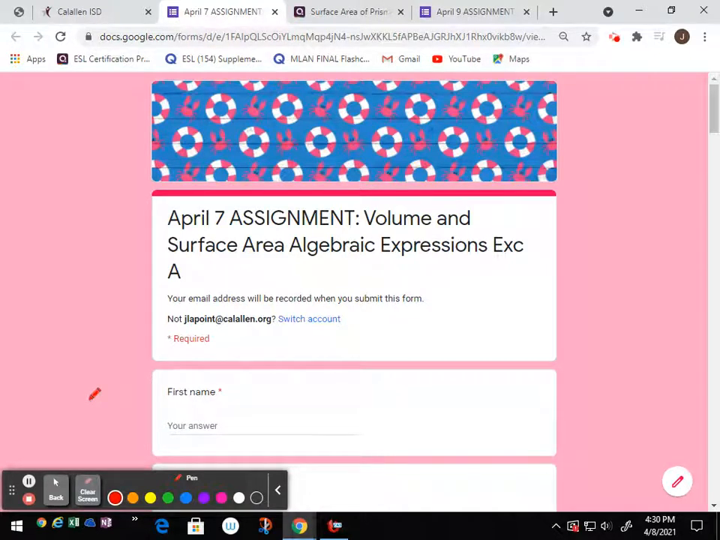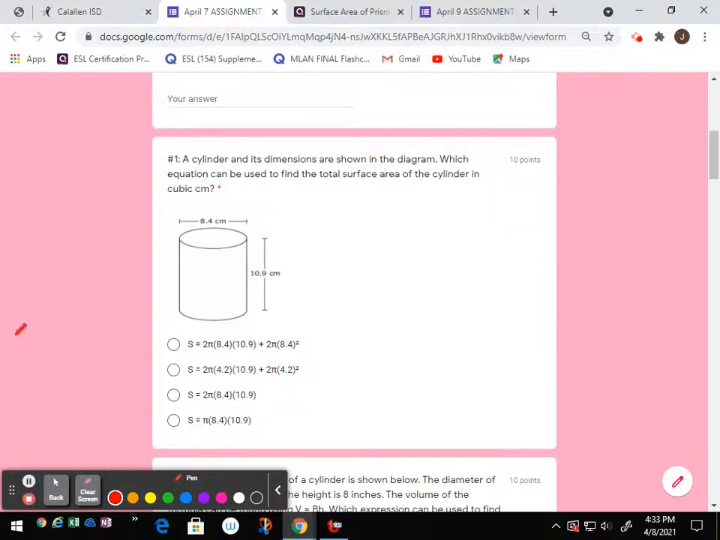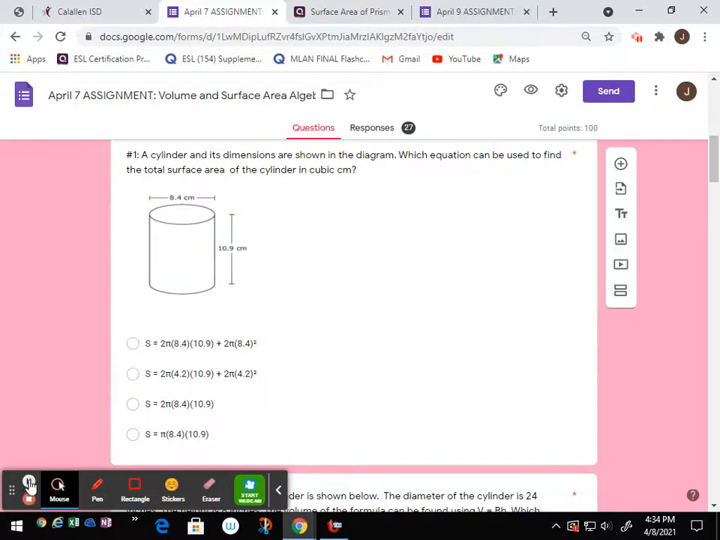This video will be going over the April 7th assignment, which is over volume and surface area, algebraic expressions, exercise A. We're going to start off with question number 1. Question number 1 says, a cylinder and its dimensions are shown in the diagram. Which equation can be used to find the total surface area of the cylinder in cubic centimeters?